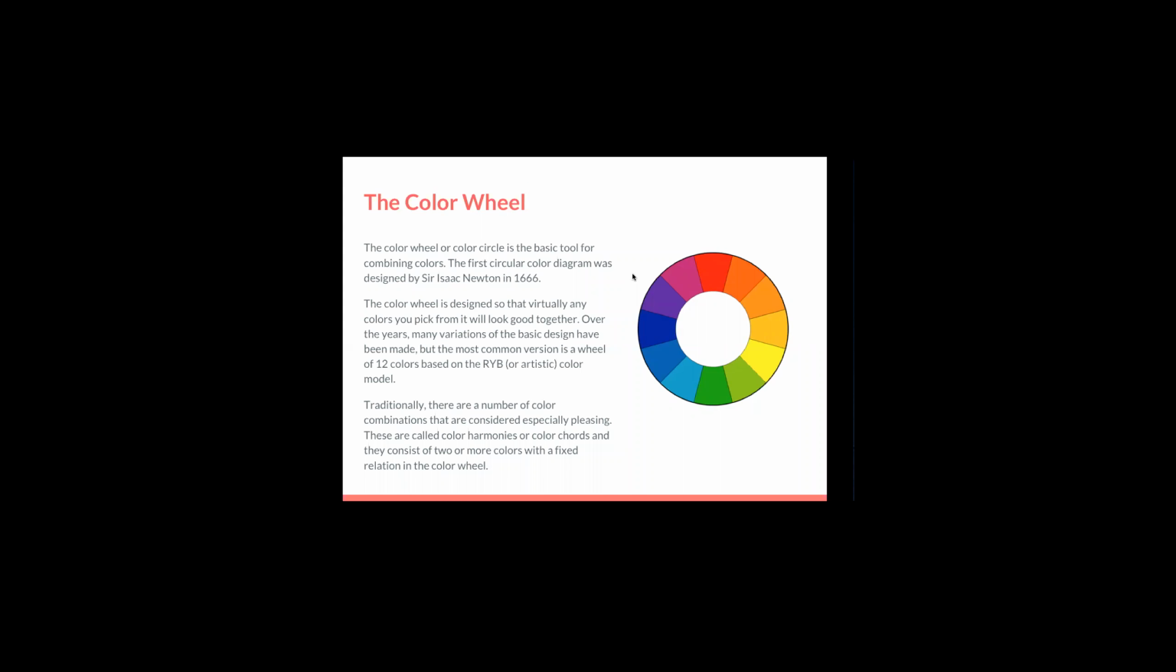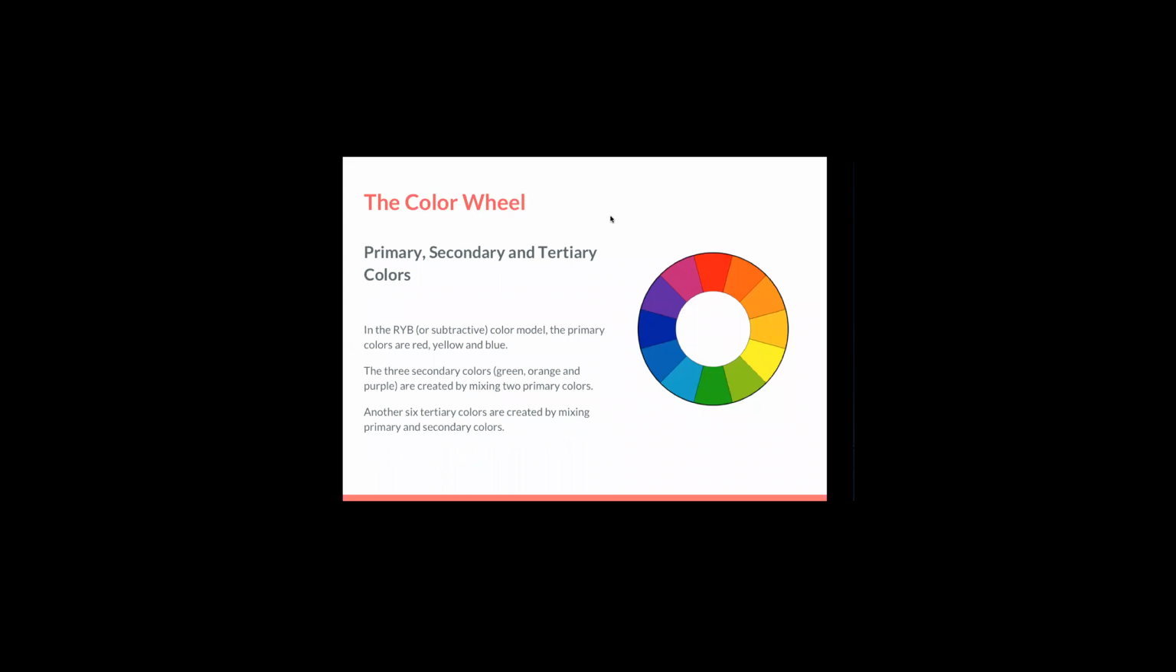Traditionally, there are numbers, I think I should say RGB. Traditionally, there are numbers of color combinations that are considered especially pleasing. These are called color harmonies or color chords, and they consist of 2 or more colors with a fixed relation to the color wheel. Most of you guys kind of understand all of this.